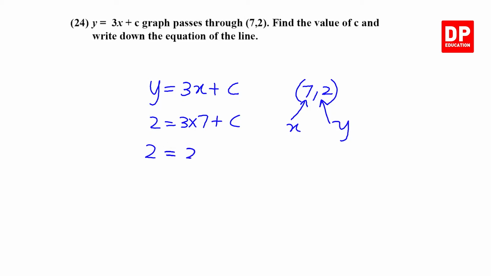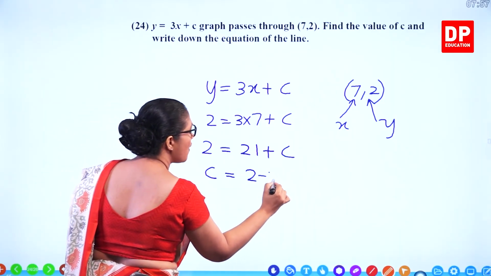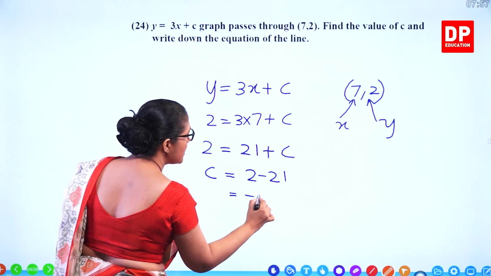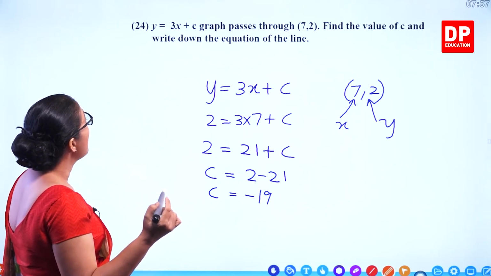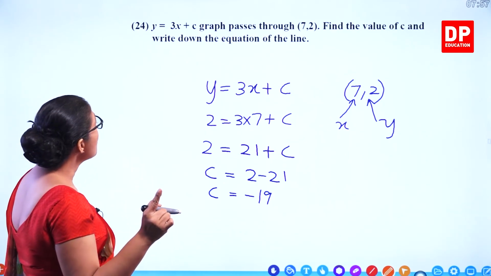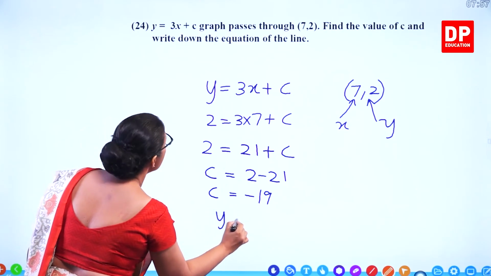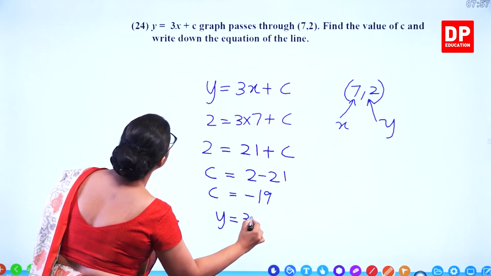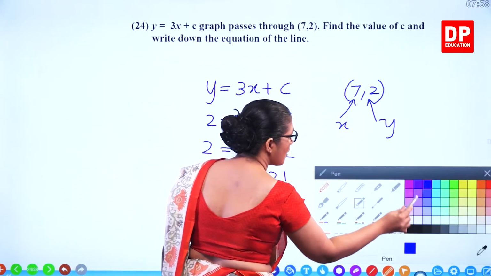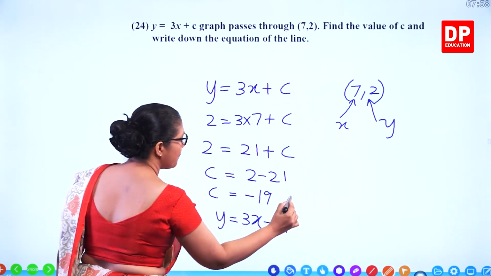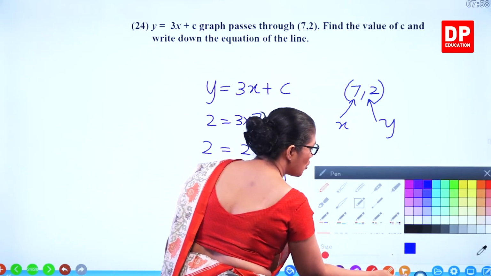2 equals 21 plus c. So what's the c value? 2 minus 21. That's minus 19. So c value is minus 19. And then you're asked to write down the equation of the line. So what's the equation of the line? Y equals 3x minus 19. So 2 marks there. 1 mark for c and 1 mark for writing down the equation.